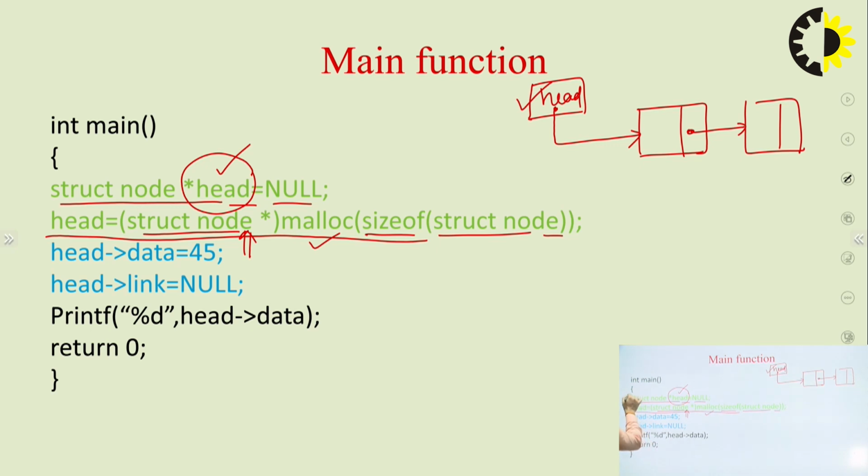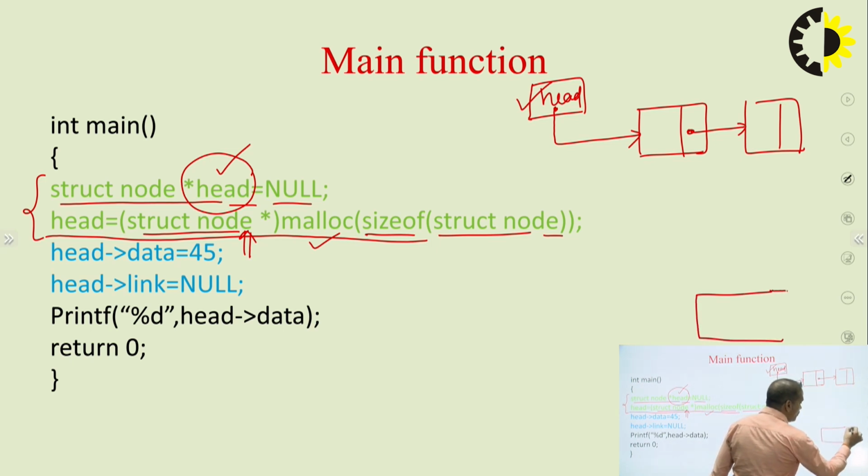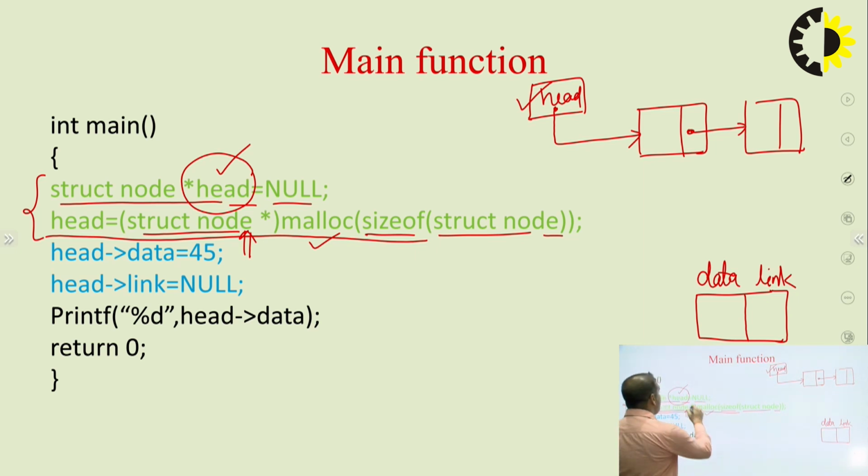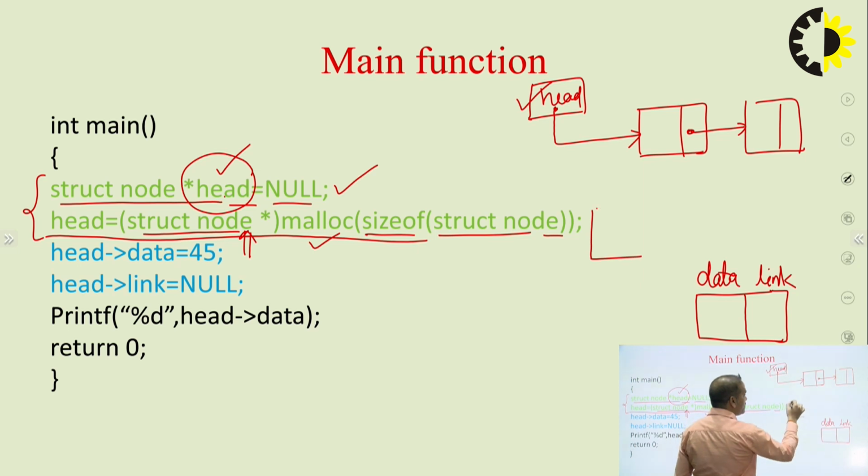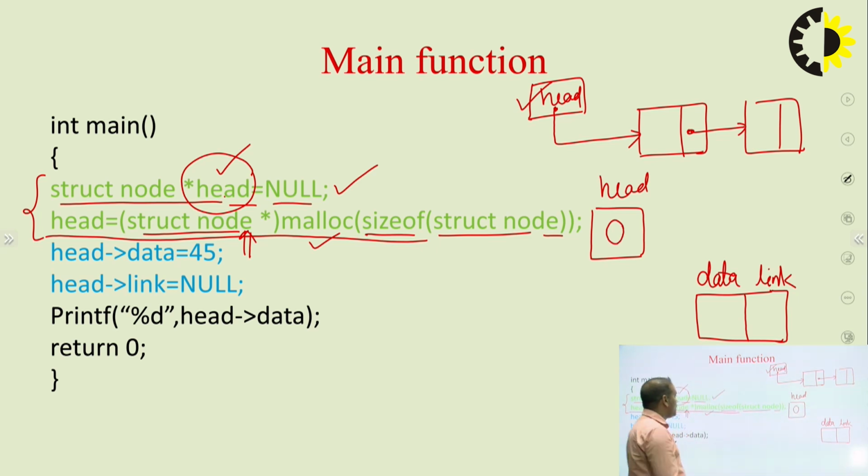After executing this code, what happened? I discussed earlier, when we create a structure type node, the node structure looks like this. This is the data part and this is the link part. And when we create this, a head is created, and the value of head is NULL. NULL means 0.